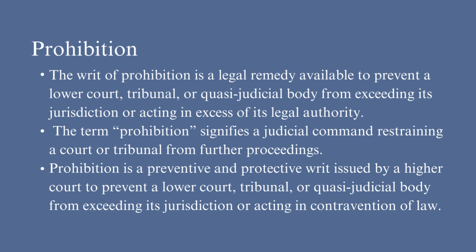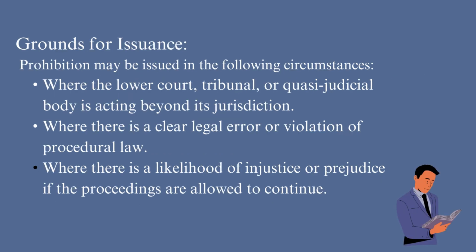So this simply says that the prohibition writ is a legal remedy which is available to prevent the lower courts and also the quasi-judicial bodies from exceeding their jurisdiction, so that they will be acting within their legal authority itself. And this has also been explained as a protective writ which is issued by a higher court to prevent the lower court from exceeding its jurisdiction. Now coming to the grounds where this writ can be issued.